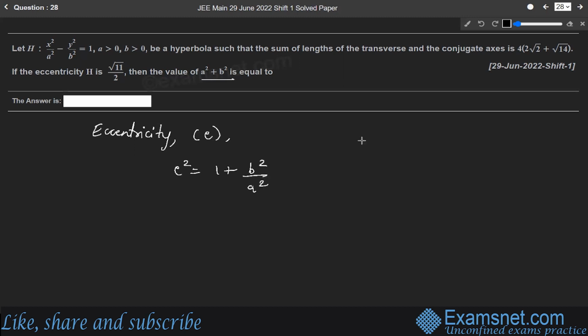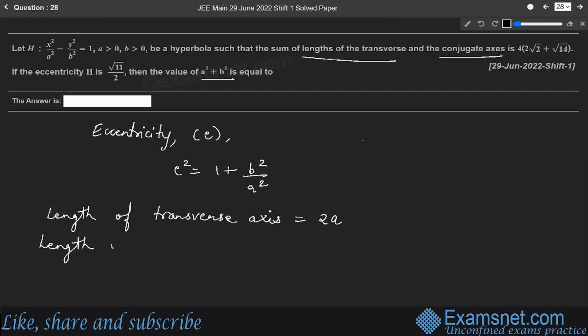Another thing that is given in the question is sum of length of the transverse axis and the conjugate axis. So what is the formula for length of transverse axis? Length of transverse axis is equals to 2a, and length of conjugate axis is equals to 2b. So you have to remember these basic formulas to solve this question. All right. Now, let us come to the solution of this question.